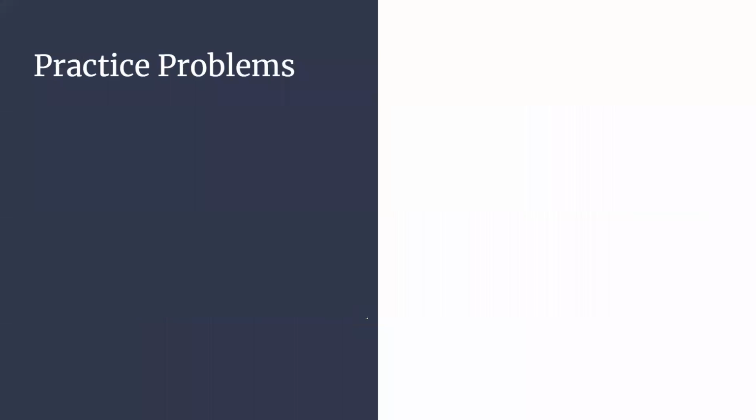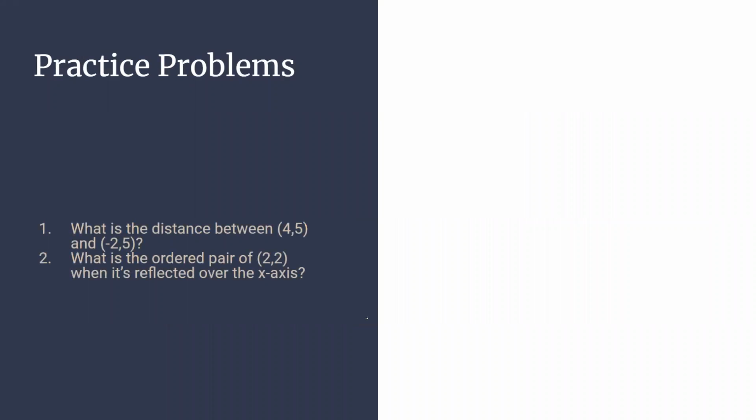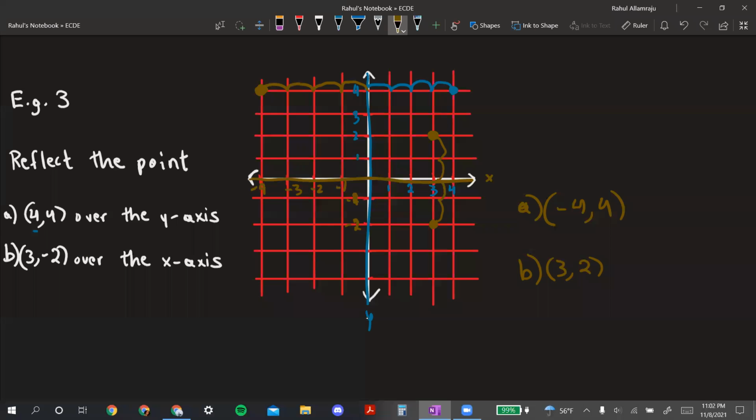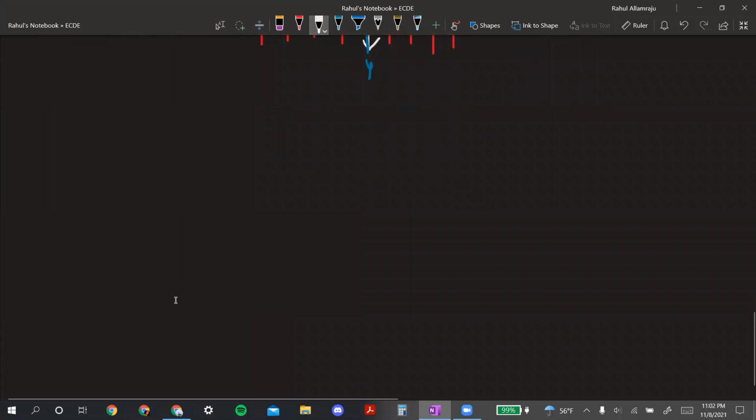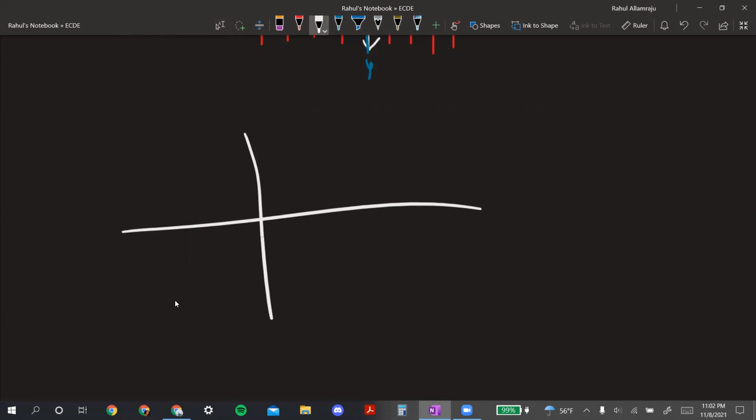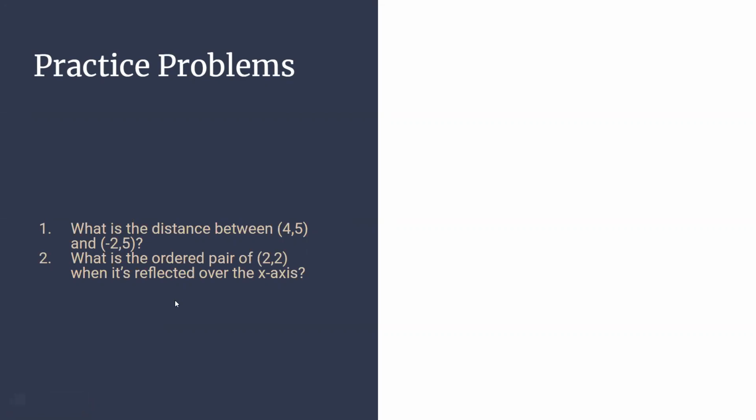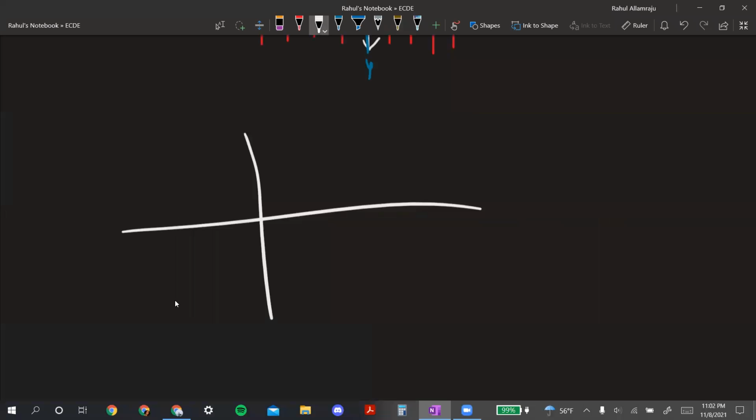So let's look at some practice problems. What is the distance between 4, 5 and -2, 5? And what is the ordered pair of 2, 2 when it's reflected over the x-axis? So let's look at this. Let me make it bigger. Okay. So the distance between 4, 5 and -2, 5.